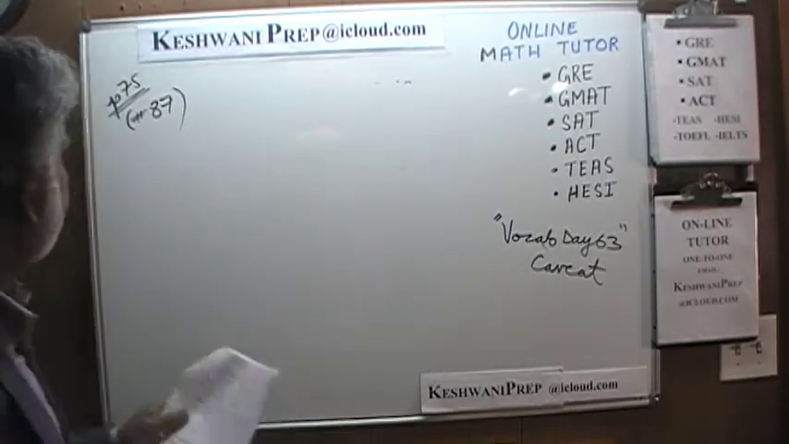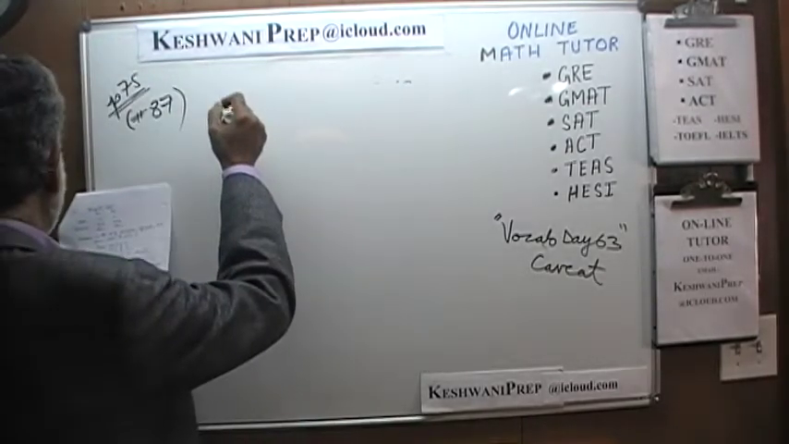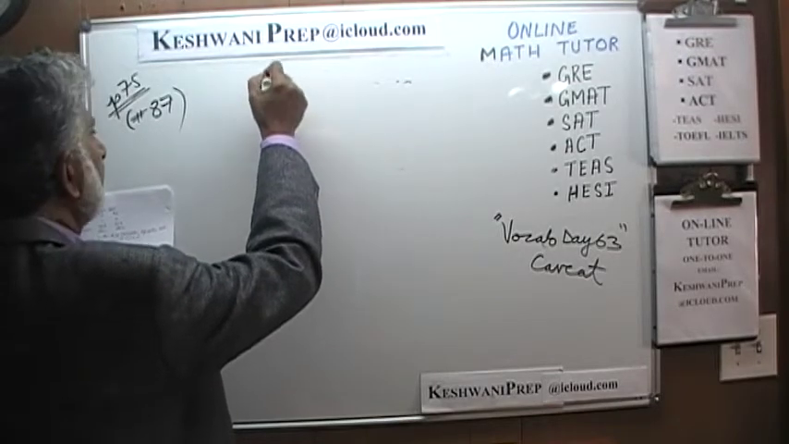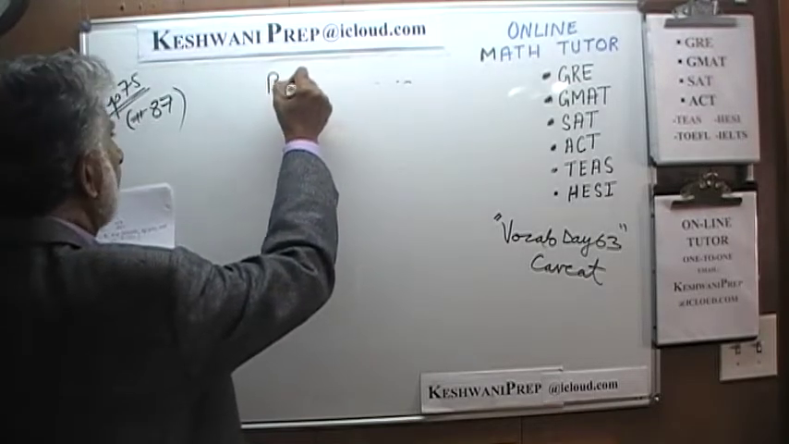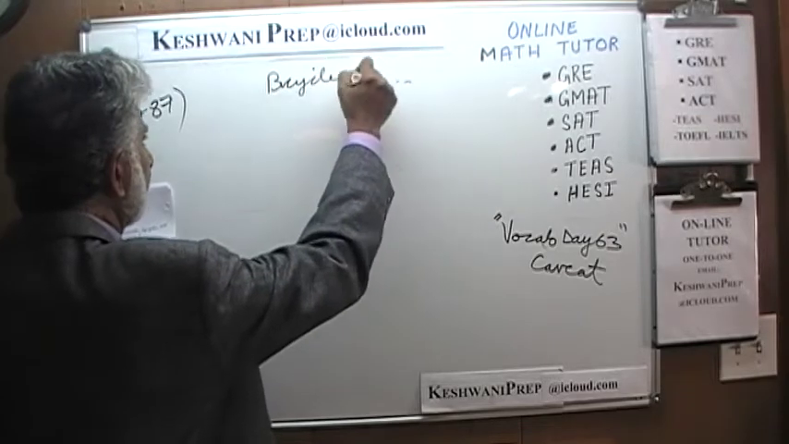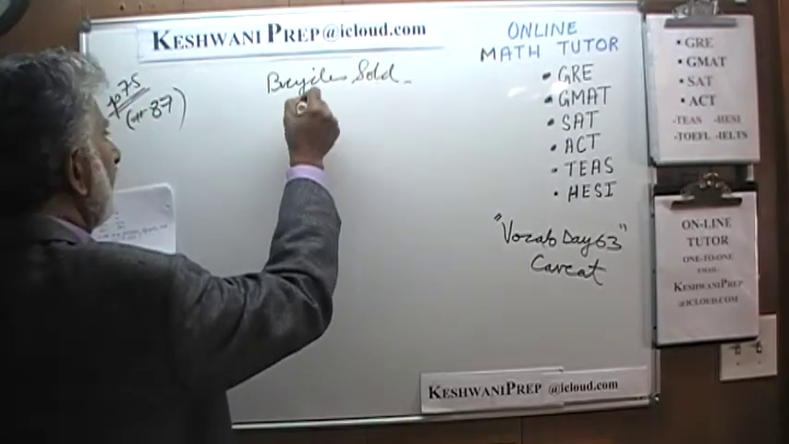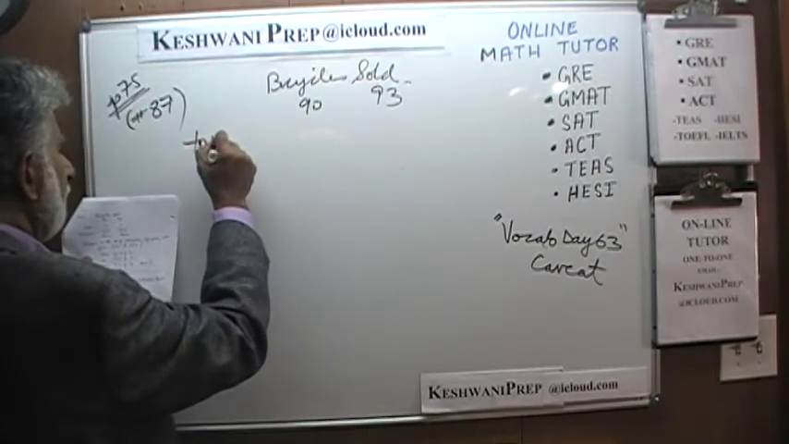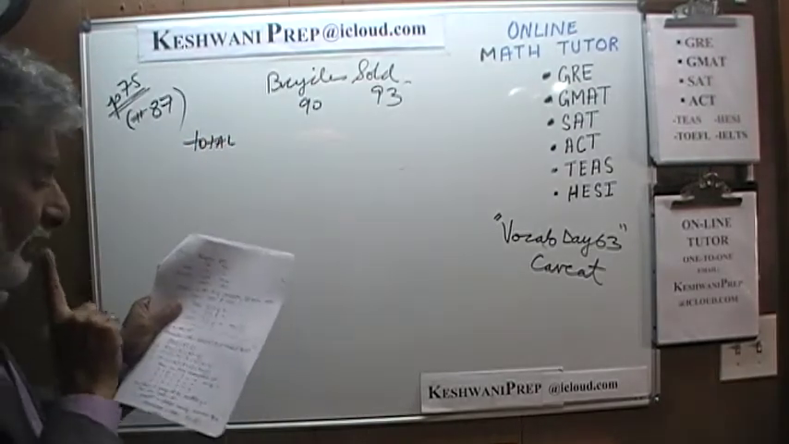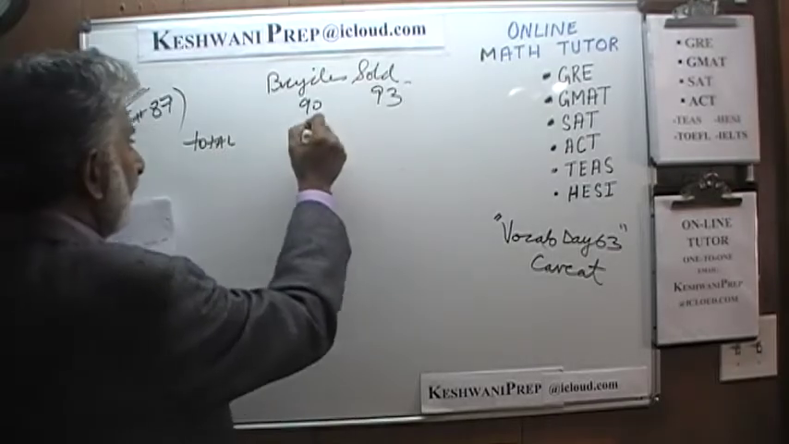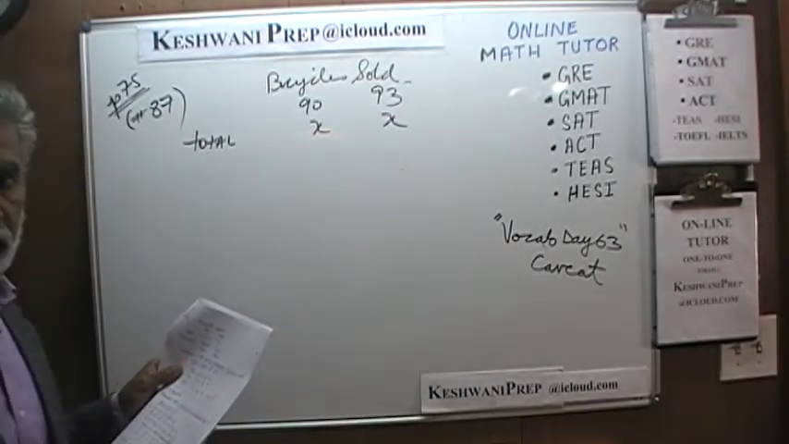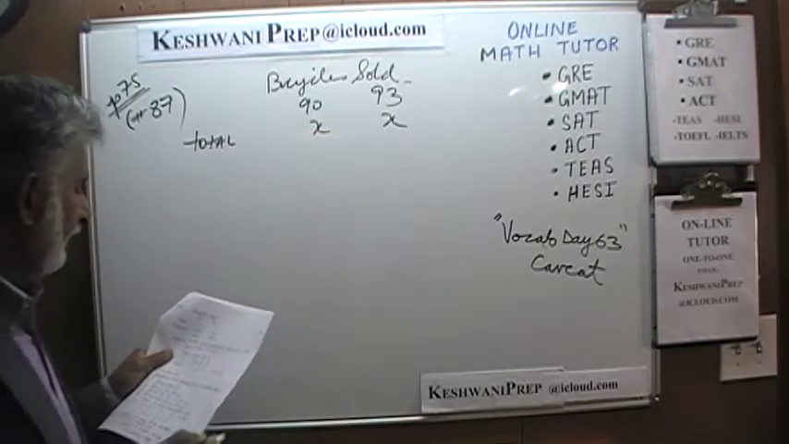Number 87. In 87, we are told that we are selling bicycles. Bicycles sold in 1990 and 93. Total bicycles sold in both the years were the same. Same number of bicycles were sold. X bicycles were sold in 1990 and X bicycles were sold in 93.